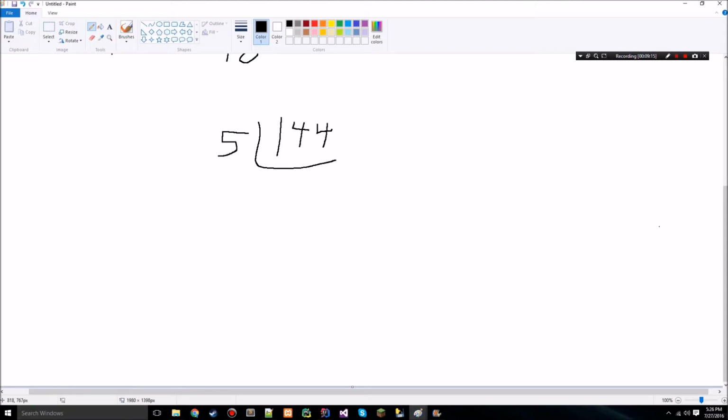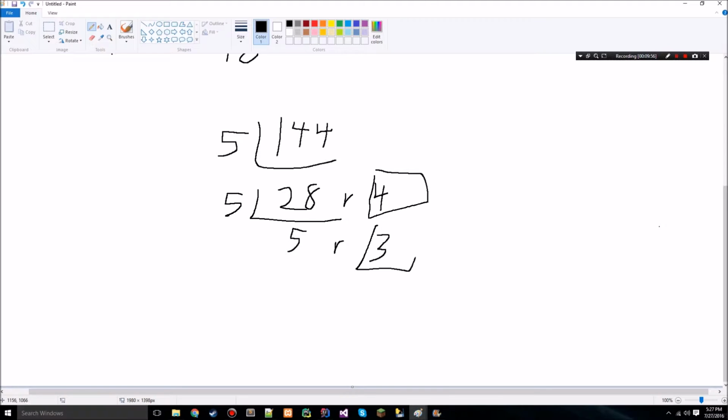So we got 5 here. 144 divided by 5 gives us 28, remainder 4. Alright, so we need to keep that in mind. So now we do 28 divided by 5. That gives us 5, remainder 3.